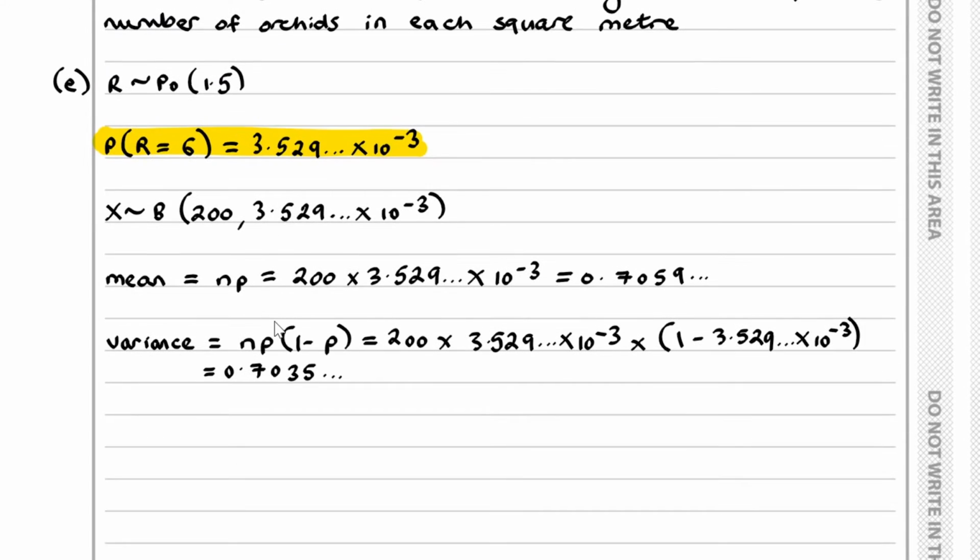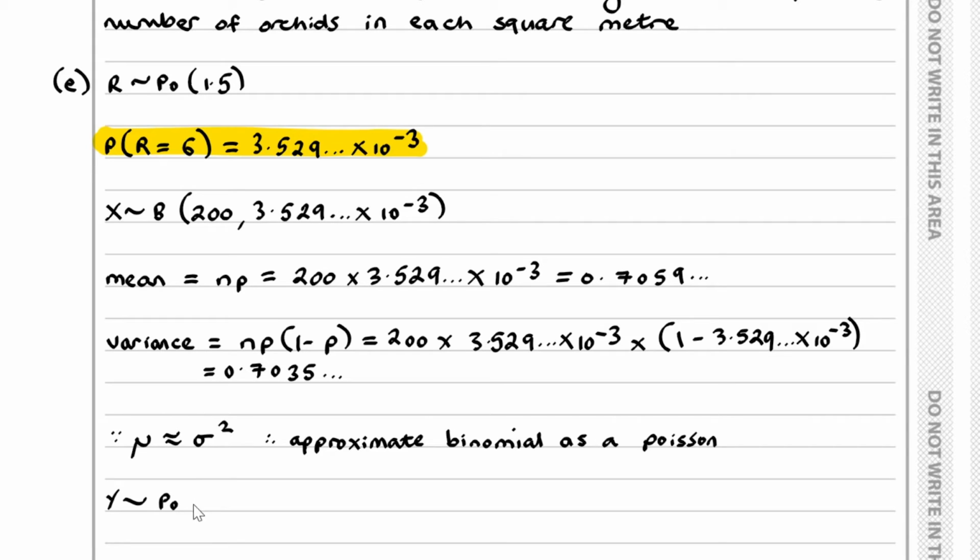And because the mean is approximately equal to the variance, we can model this binomial distribution with a Poisson distribution. So because the mean is approximately equal to the variance, we can therefore approximate the binomial as a Poisson distribution. Okay, so in other words, we have y follows a Poisson distribution with mean 0.7059 etc. from here.